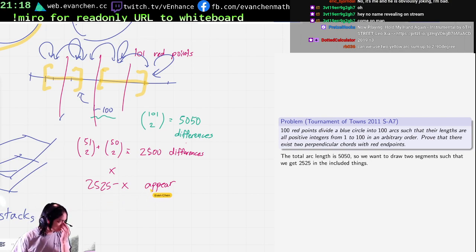Can we use 2 yellow arcs that sum up to 180 degrees? Yeah, that's how we're getting... That's why I'm saying everywhere that I want 25, 25. This is what the 90 degree translates into.